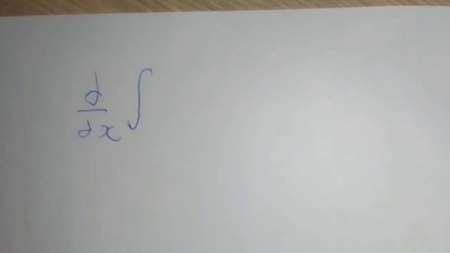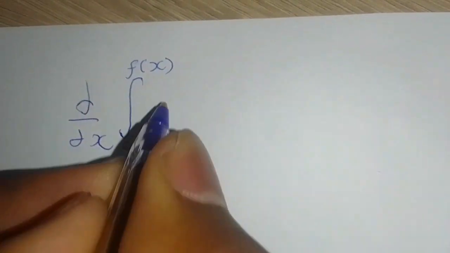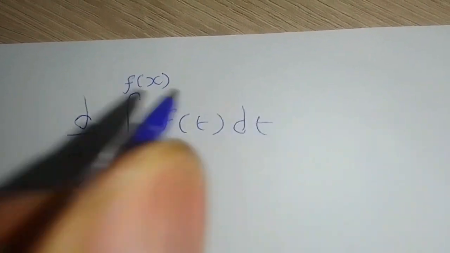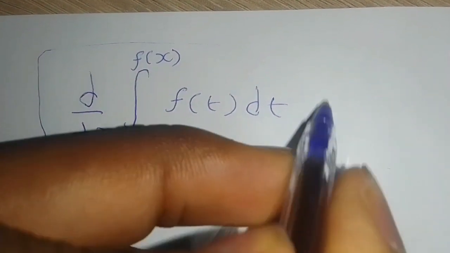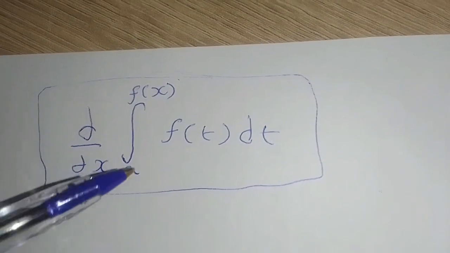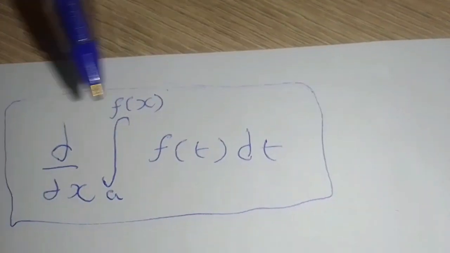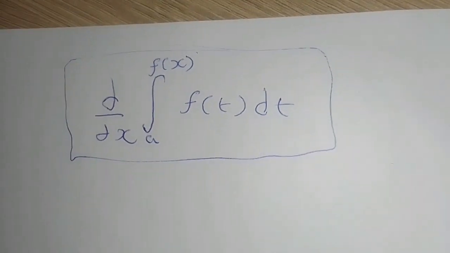Okay, so in this video, let's talk about the fundamental theorem of calculus. Let's say you have a function of t integrated with respect to t, and one of the boundaries includes a function of x, and you want to differentiate that with respect to x. So what actually happens?